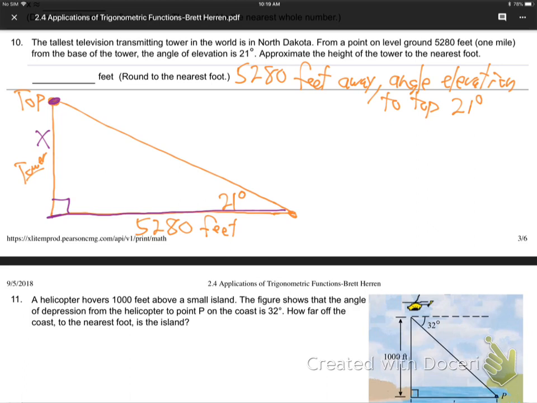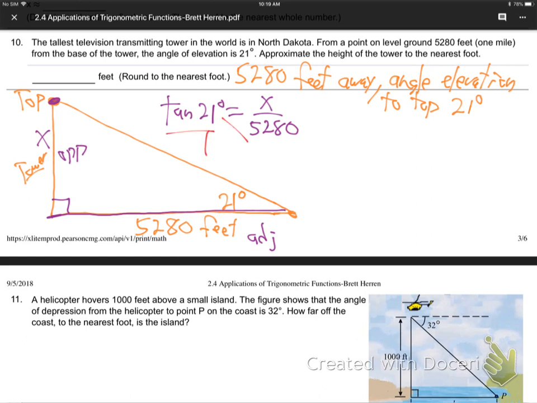So therefore we've got a right angle to the ground. So it is a right triangle, so we can use all the SOHCAHTOA stuff. What trig relationship is it? Our favorite: tangent. It's like all day tangent here. Tangent of 21 degrees is opposite, x, over adjacent, 5,280. This is opposite and adjacent. Solve for x, same thing, right?